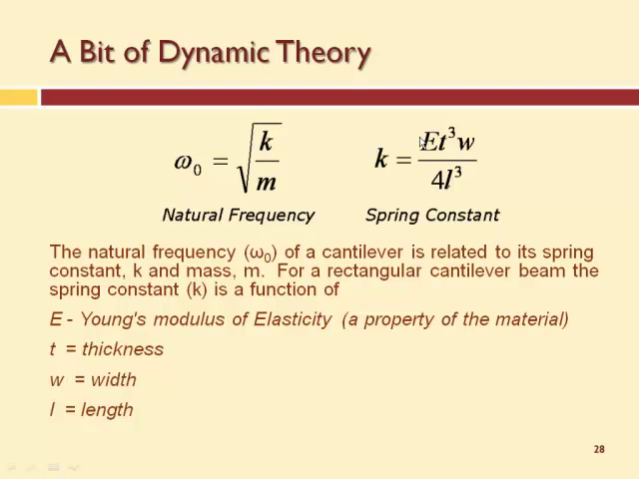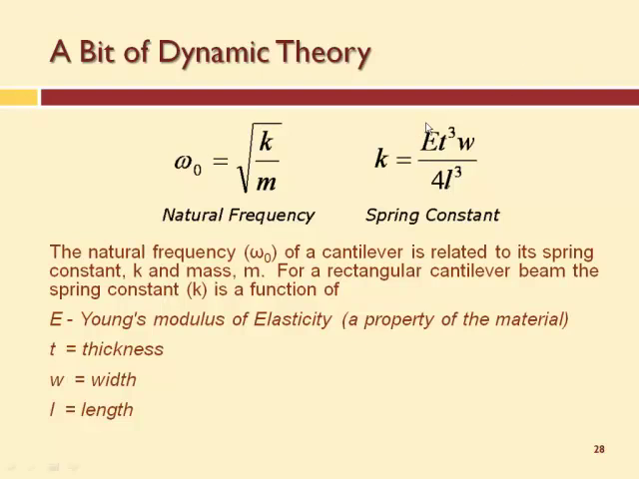E can be very complicated. Some materials have a different E in this direction than in the other direction, right? Think about plywood. You glue on sheets of plywood. In one direction, it's more flexible than in another, depending on how the plywood's glued together. So E can be very complicated, but for our purposes, it's uniform. You have a uniform material, so don't worry about that.